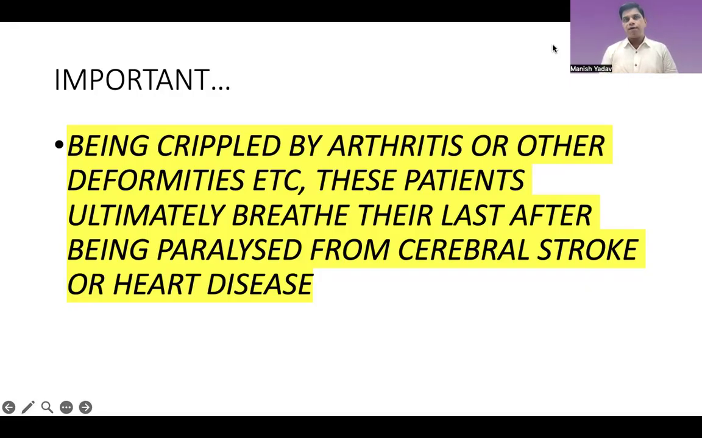Ultimately, of course, they were taking some other treatments also. Ultimately, we lost the lady. Cerebral stroke had already occurred, and she got a sudden heart attack and we lost her. So this is the way patients go.